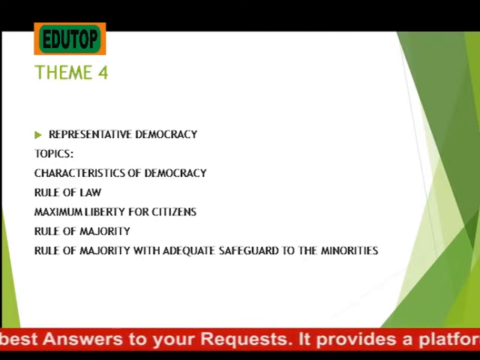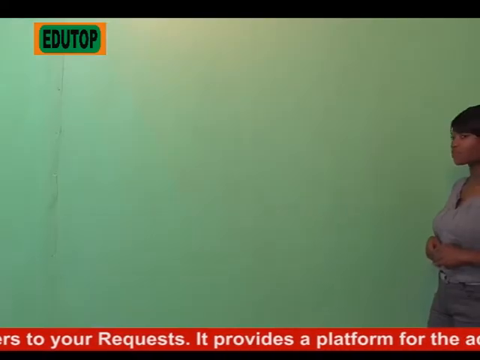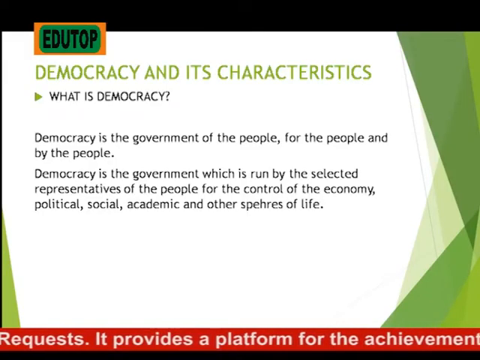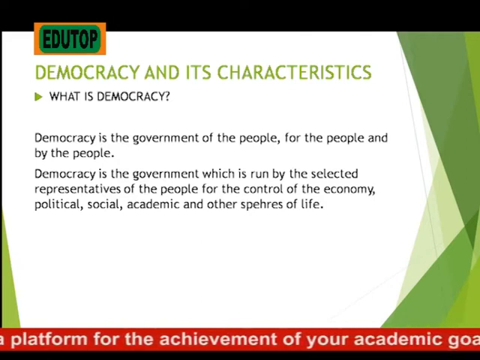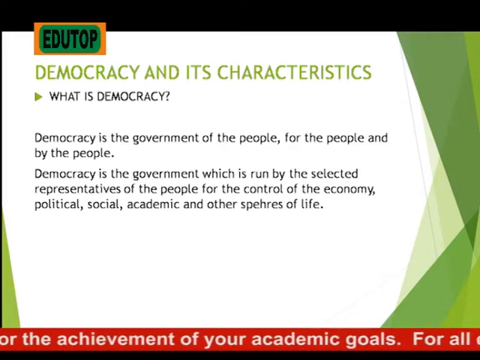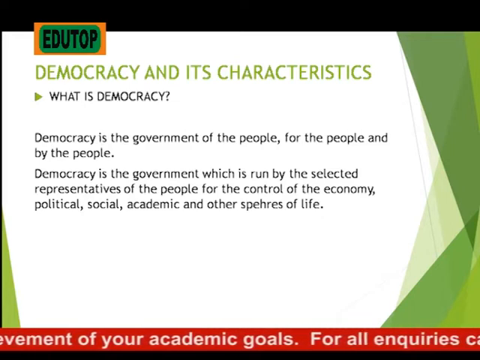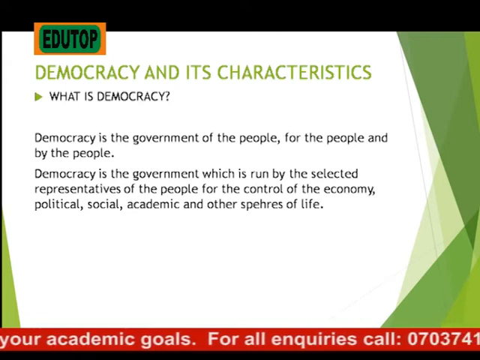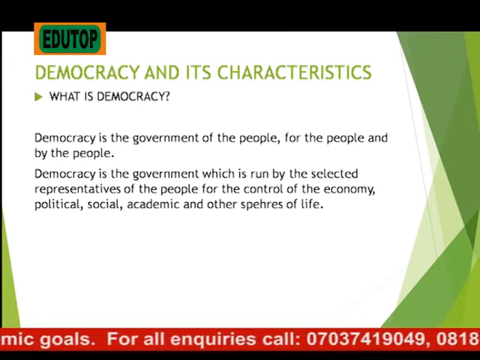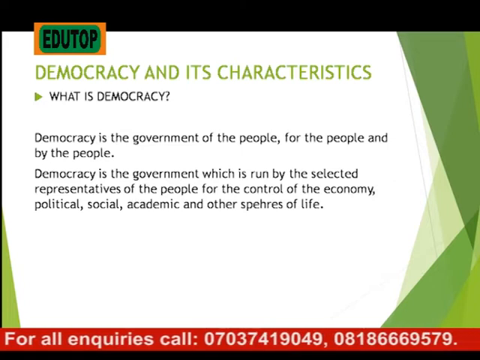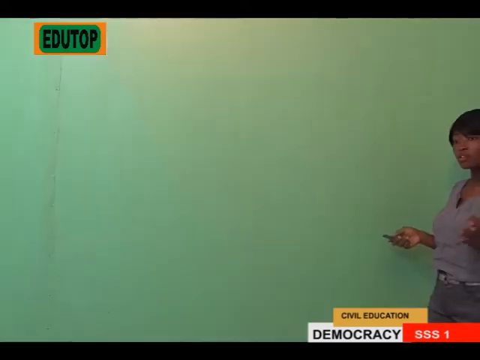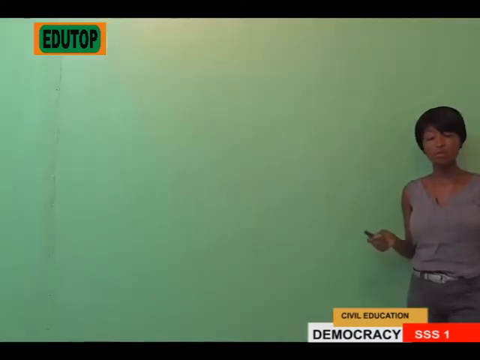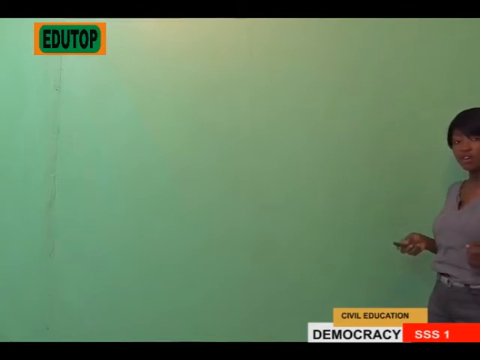Before we move ahead, what is democracy? Democracy is the government of the people, for the people, and by the people. Another definition of democracy is, it is the government which is run by the selected representatives of the people for the economy, political, social, academic, and other spheres of life. That is, under democracy, representatives are chosen by the people to run the affairs of the state or the government.